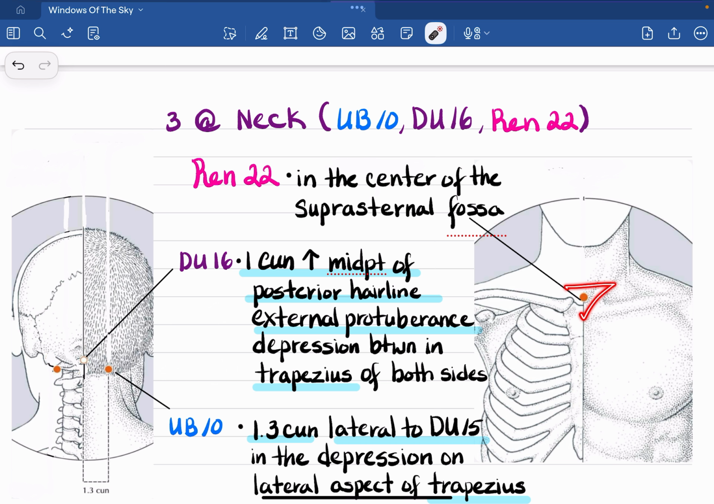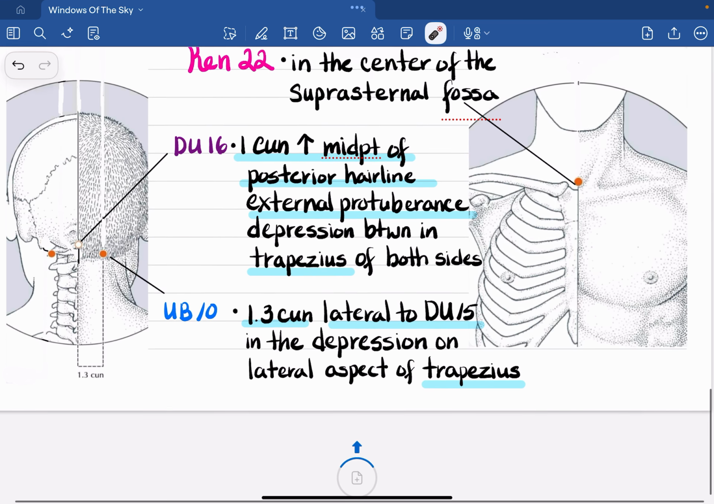And then you can think of it as this upside down triangle for the front when there's only 1, and that would be REN22. It's in the center of the suprasternal fossa right here. So that's how you can think of it. There's 2 in the back, 1 in the front of the neck.